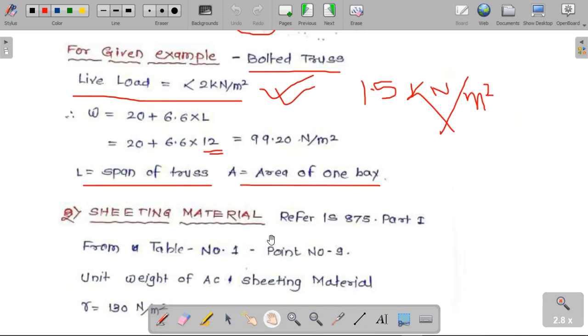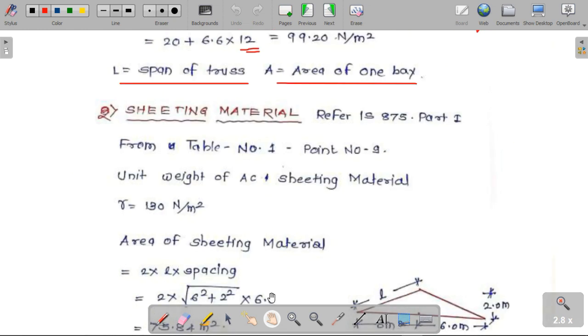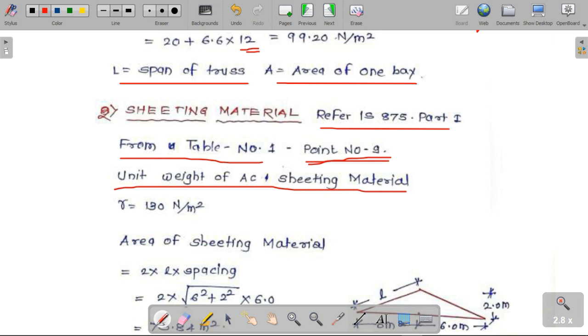Now we'll go for the sheeting material calculation. In the sheeting material, you have to refer to IS 875 part 1. In IS 875 part 1, you will find table number 1, and in that the serial number 9 will help you to calculate the unit weight of AC sheet. So we'll go to that particular IS code and we'll try to understand.